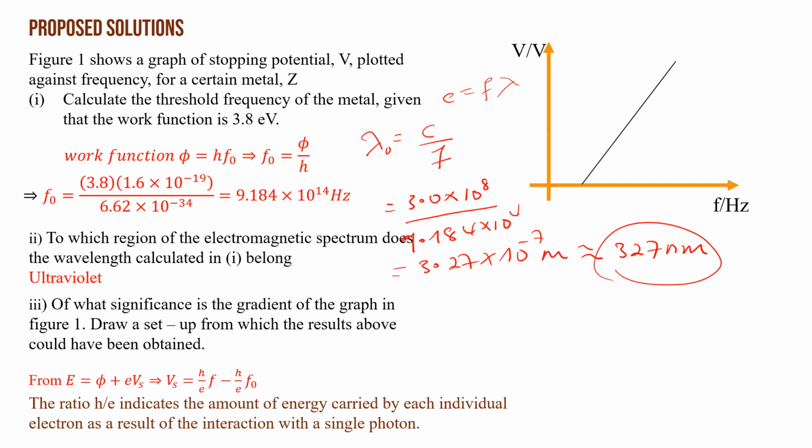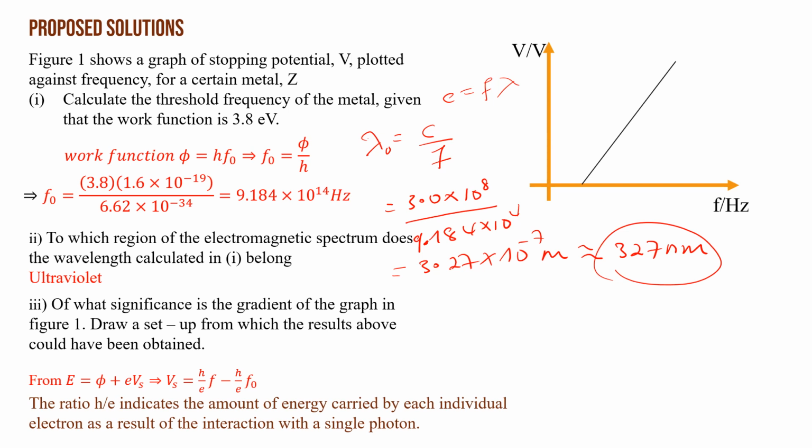Likewise for this frequency. Okay, so the next question says, to which region of the electromagnetic spectrum does the wavelength calculated in Roman 1 belong? We saw it belongs to the ultraviolet, so it's ultraviolet light because it falls in the range of the UV. Okay, of what significance is the gradient of the graph in figure 1, and draw a setup for which the results above could be obtained.